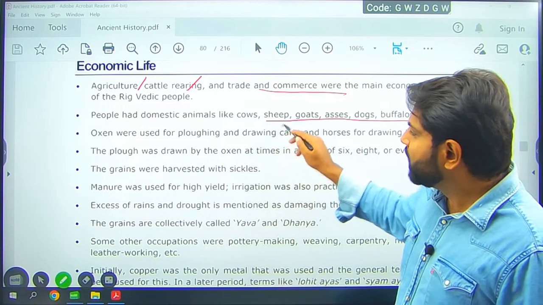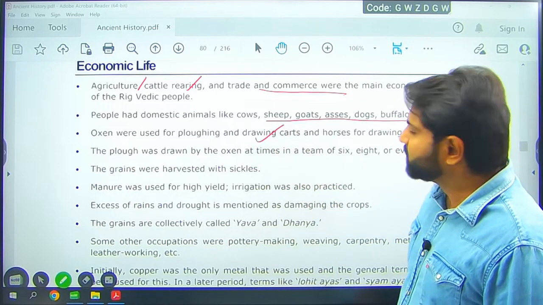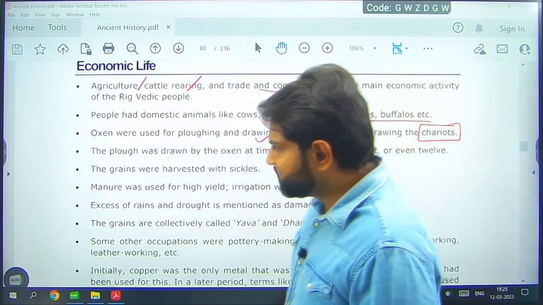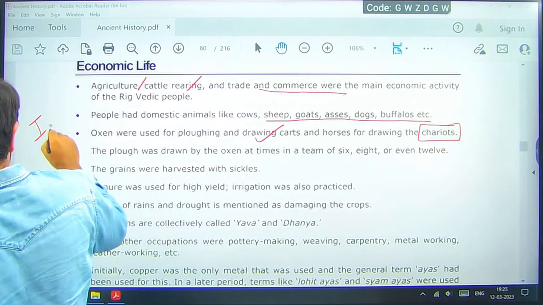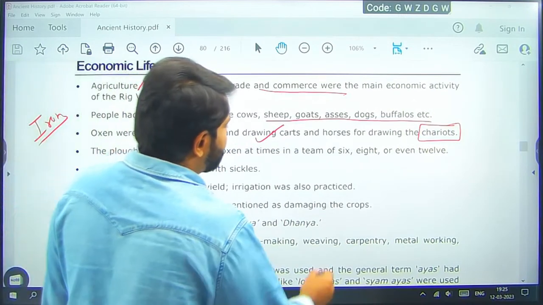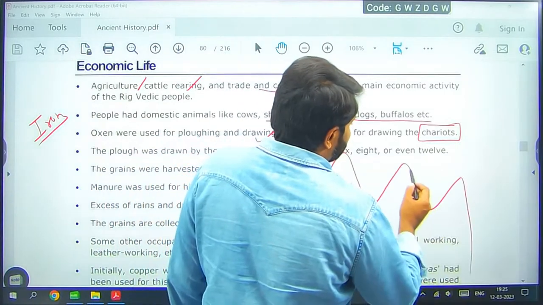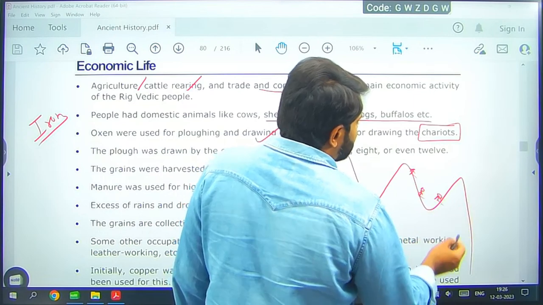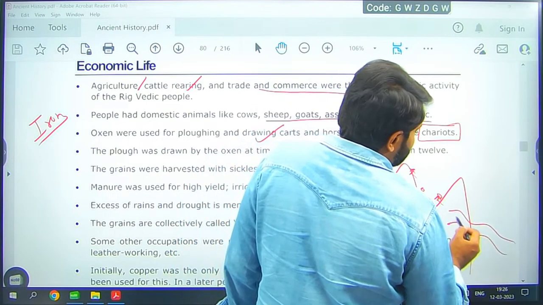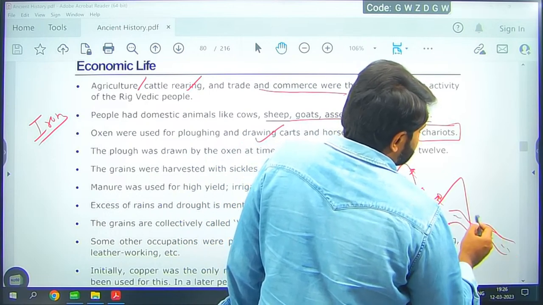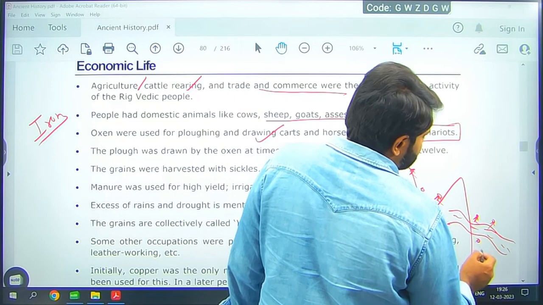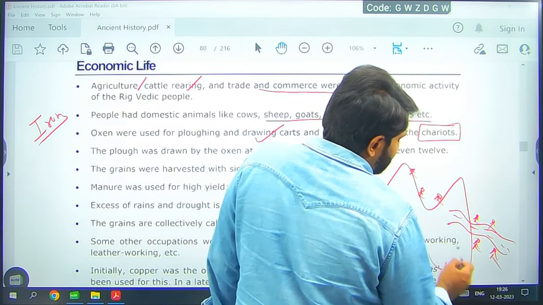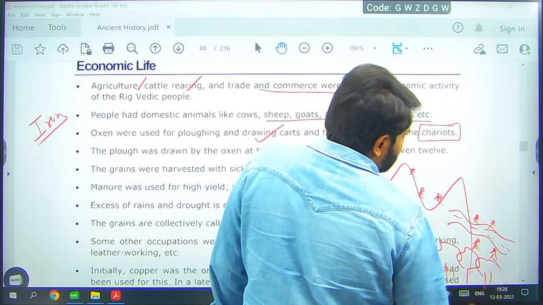Oxen were used for ploughing and drawing carts, and horses drew chariots. An important one is chariots. The importance of this Vedic culture is that iron came into usage. People started from hills. They used to live in caves. People walked down and started living in and around rivers, right? They further came and cleared the forest in and around alluvial soils.